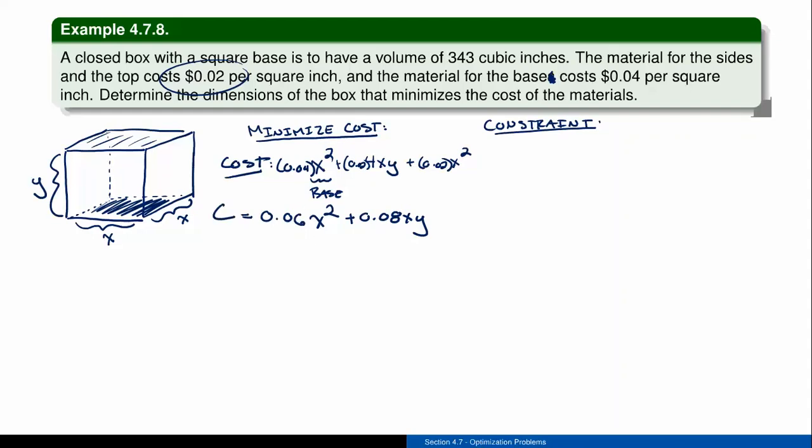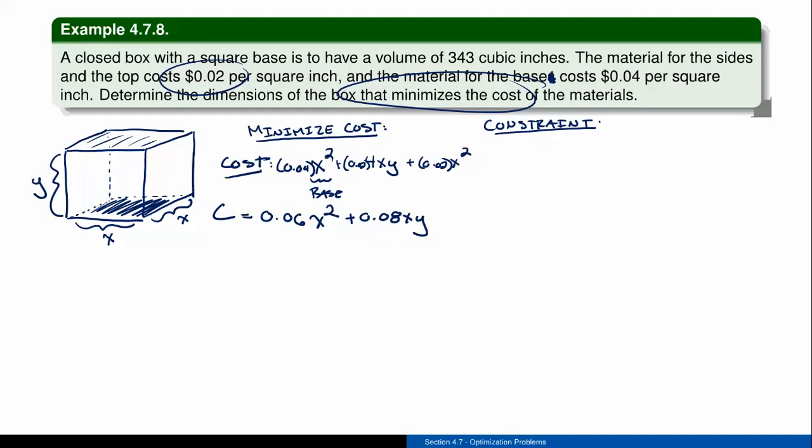So that's going to be my cost function that I'm going to try to minimize at some point, because that's what I want to do. I want to do this box most efficiently. And the situation of efficiency here is: let's make this thing not cost that much. Let's do this as cheap as possible.